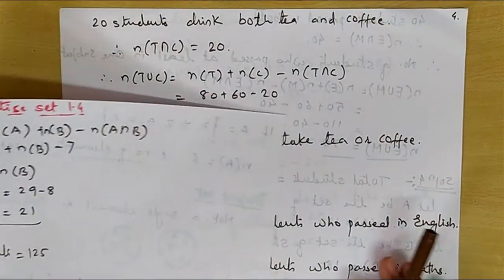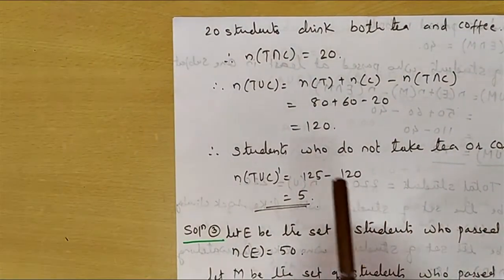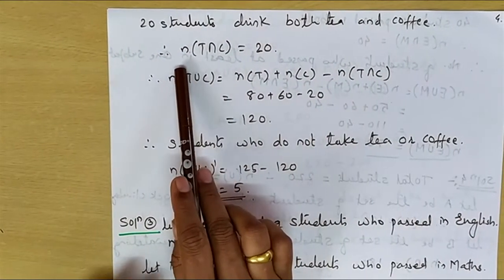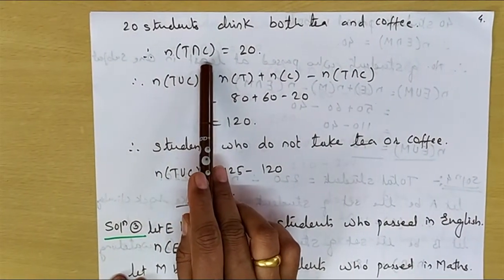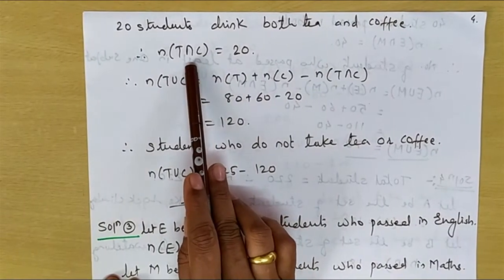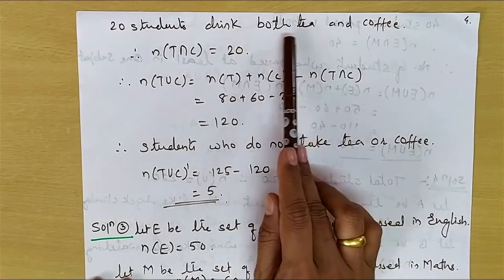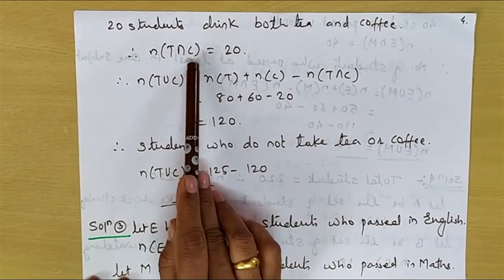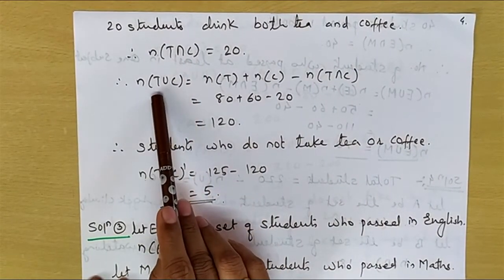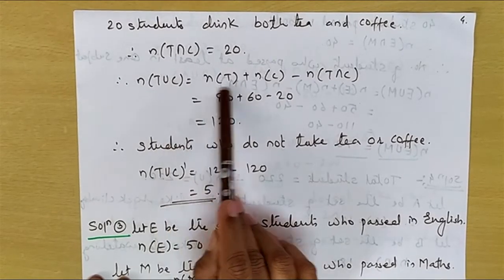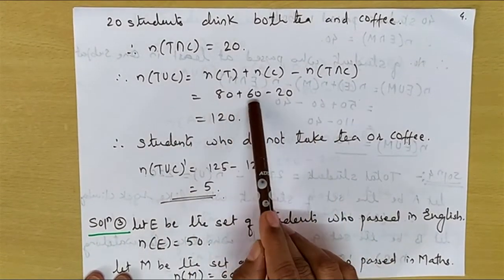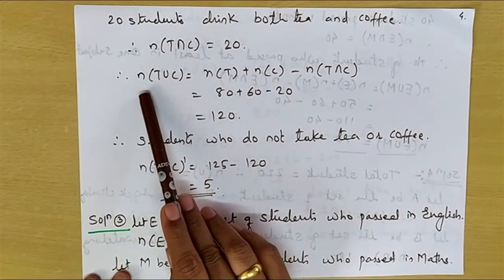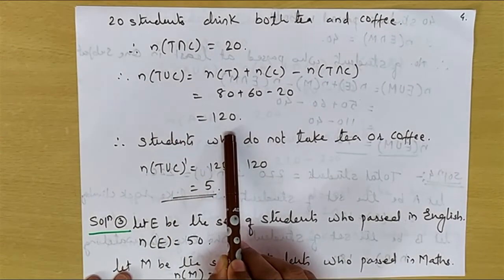Then 20 students drink both tea and coffee. Therefore N of T intersection C is 20. Why intersection? Because they drink both tea and coffee, so it will be intersection. Then let us find T union C by using the formula. Substitute the values, and you will get the number of elements in T union C as 120.